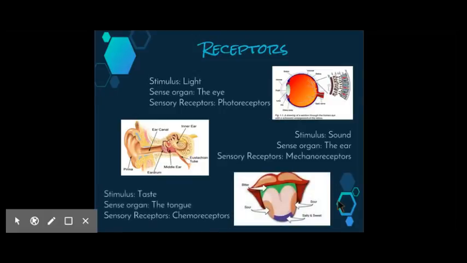Then we have our tongue. So our tongue responds to the taste of our food. On our tongue, we have chemoreceptors. So chemo, chemicals, the molecules that are dissolved in our food give us a different taste. Now, this image here shows the different areas of our tongue broken up into the different flavors.